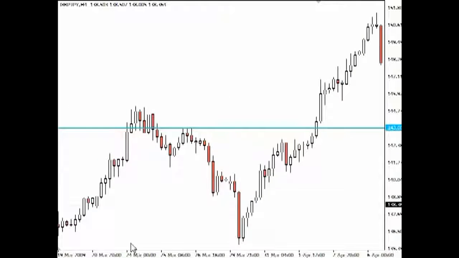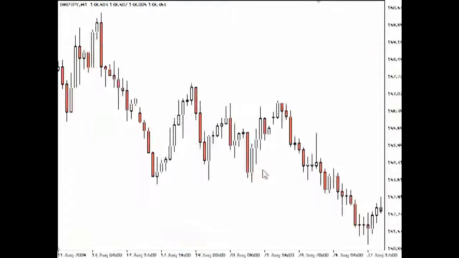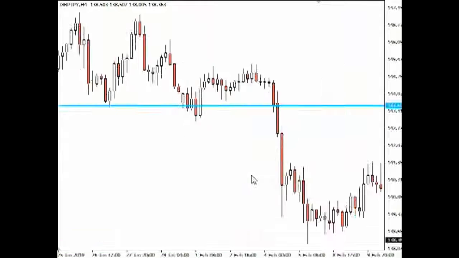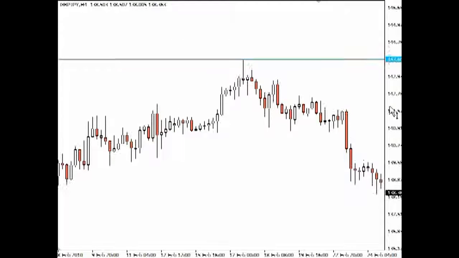Do I need to go back any further? This is definitely a valid support resistance line. As far back as you scroll, you see that it has been holding the price back effectively for a very long time. So clear sign of support resistance. And that's how you place them.